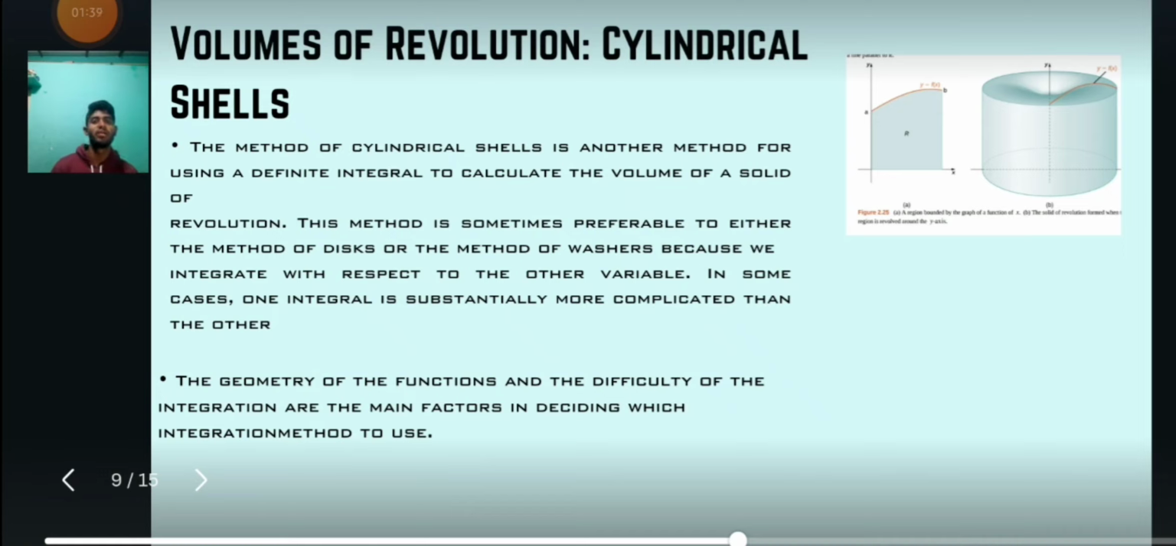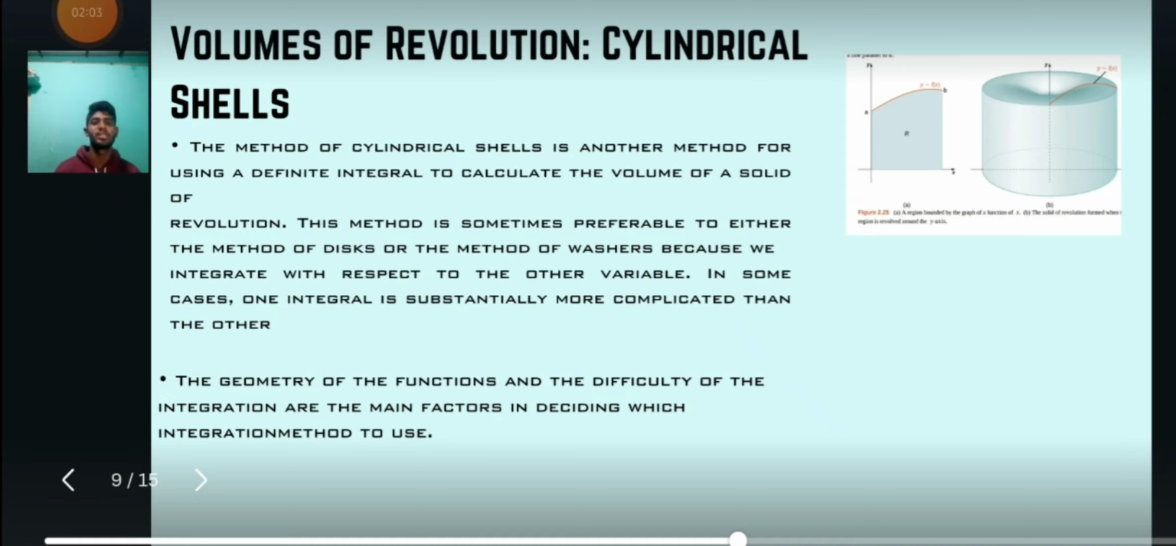The method of cylindrical shells is another method for using a definite integral to calculate the volume of a solid of revolution. Means here we are taking the cylindrical one. Okay, there are many shapes, but we are taking cylindrical. And this method is sometimes preferable to either the method of disks or the method of washers, because we integrate with respect to the other variable.